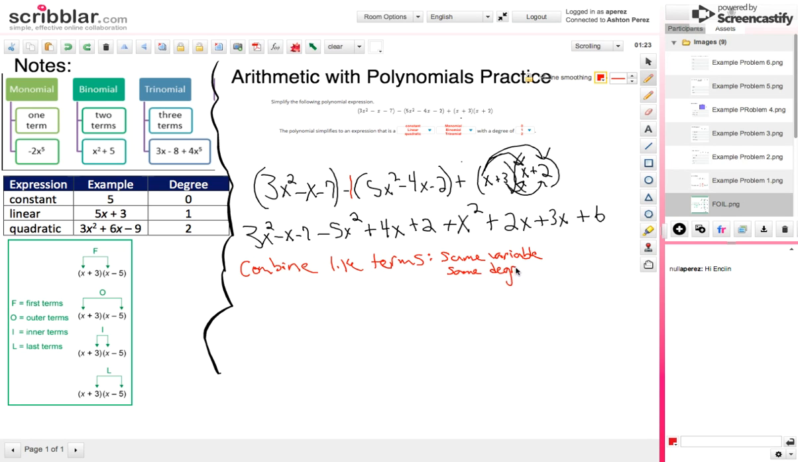So that's where those notes on the left-hand side come in. Obviously everything's an x, so that's easy. But they also have to be the same degree. So I'm going to circle everything with a degree 2.